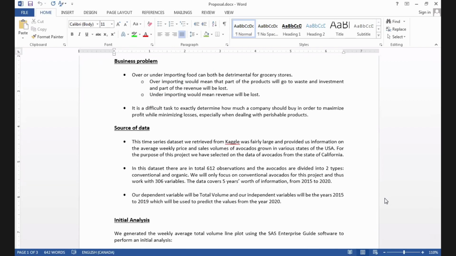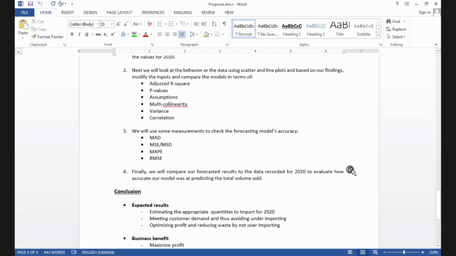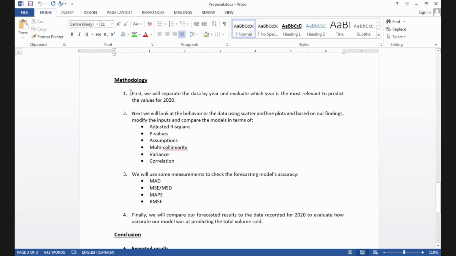Do you want me to go to what we were planning to do on the methodology? Yes. What is y, what are x's? Yeah, so we're going to look at the fluctuation of prices for avocados, and so our y would be the price, and then the x's would be the years, like the same prices for different years.